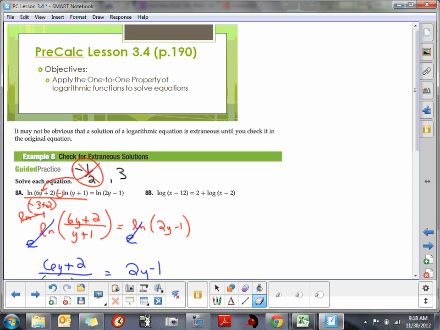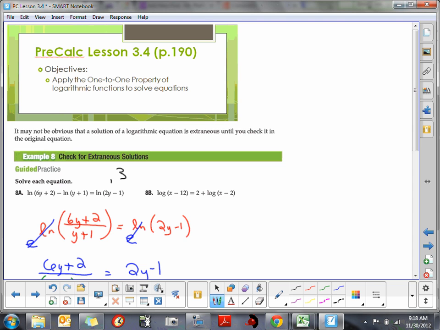Testing the 3. Unlikely that 3 is going to be a problem, but we'll plug it in and make sure. 3 times 6 is 18 plus 2, that's fine. 3 plus 1 is fine. And 3 times 2 is 6 minus 1, so that is fine. So in the end, our only solution for this problem is 3.